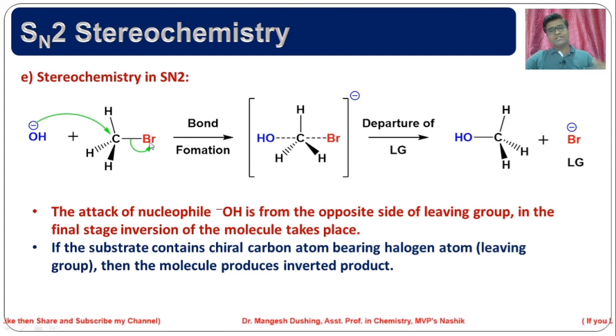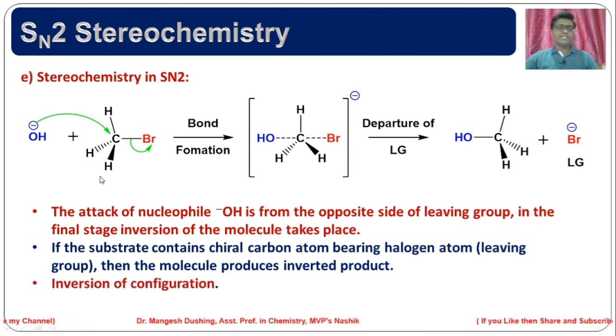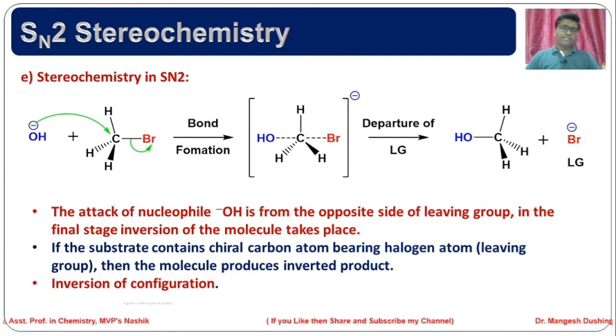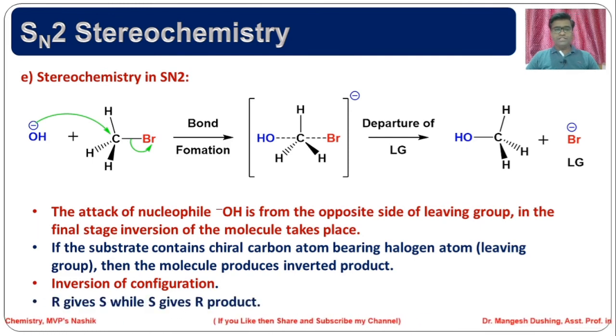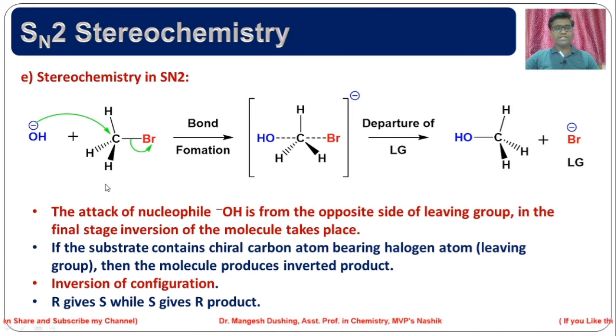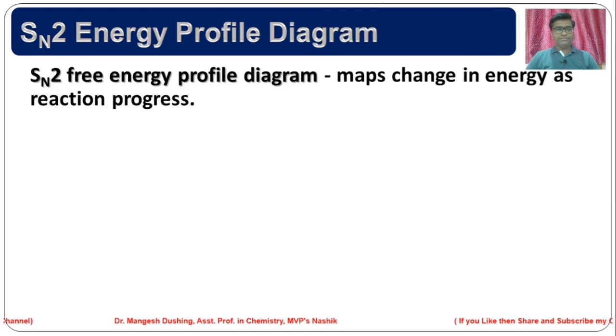So the inside group is converted to the outside group. In short, in the stereochemistry of SN2, inversion of configuration takes place. That is, R gives S while S gives R. If the starting material has R configuration, then the product will have S configuration. In the opposite way, if the starting material has S configuration, the product will have R configuration.